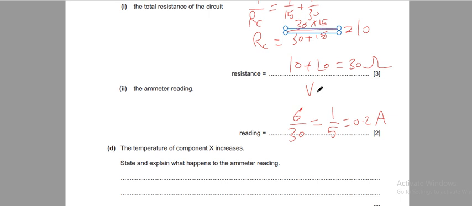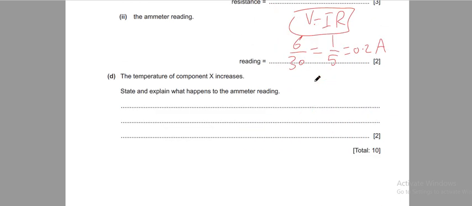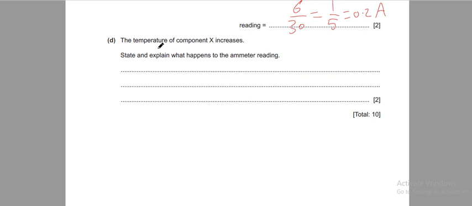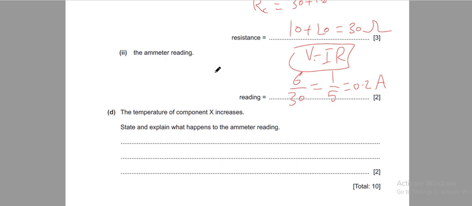Don't forget this was obtained by Ohm's law, V equals I times R. Temperature of component X increases. We know that as temperature of a thermistor increases, resistance decreases, so it is used in fire circuits. When temperature increases, its resistance decreases, so current in the circuit increases, and the alarm is turned on.